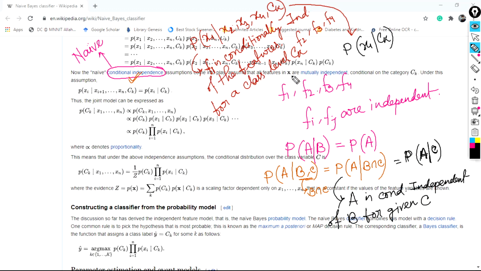Assume that all the features X are mutually independent conditioned on the category CK under these assumptions. Because of these assumptions, I think from the example the idea of conditional independence is clear to all of you. Now let's go to the calculations part of this.